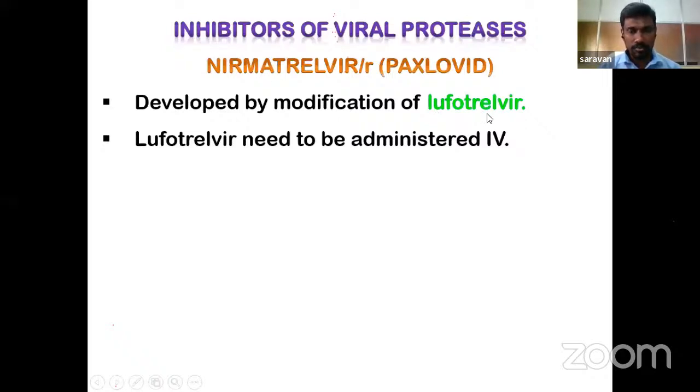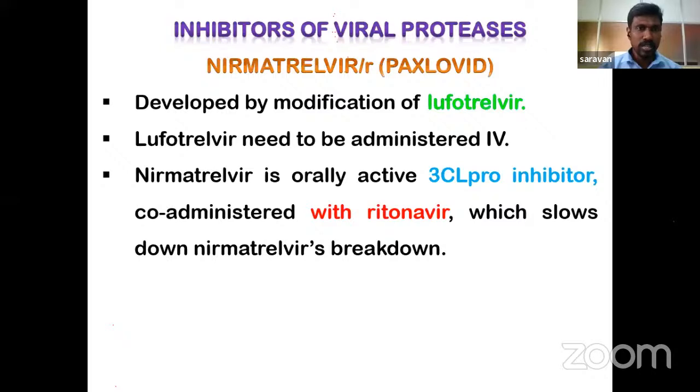So lufotrelvir was also very effective in management of COVID-19, which showed promising results during clinical trials. But the main disadvantage with lufotrelvir is that it needs to be administered intravenously. So nirmatrelvir is an orally active 3 chymotrypsin-like protease inhibitor, which is co-administered with ritonavir. The main reason for adding ritonavir to nirmatrelvir is that it inhibits the breakdown of the drug and prolongs the duration of action of the second combined drug.